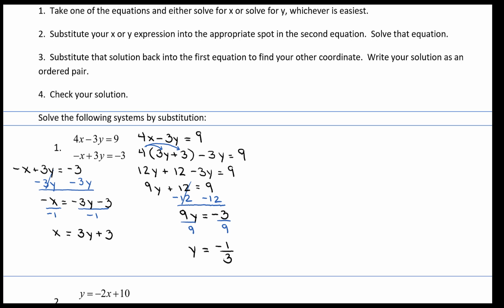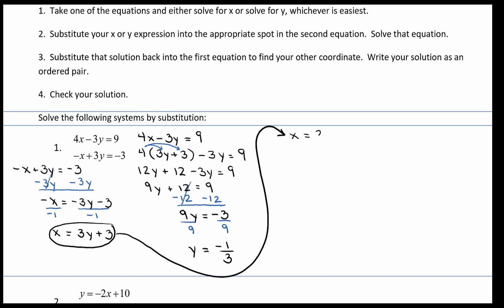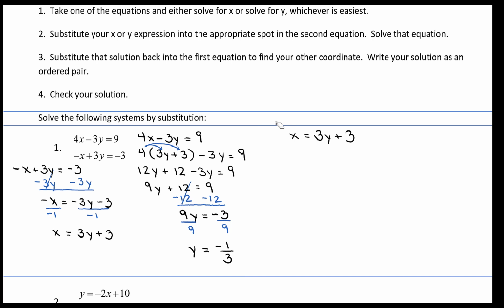Now that I have solved for y, I can take what y is equal to and substitute it back into the equation where it was solved for x, the one that said x equals 3y plus 3. Let me write that equation again. So I'm going to write out x equals 3y plus 3. But instead of y, I am going to substitute the value that we just found for y. We're going to substitute that negative 1/3 for y.